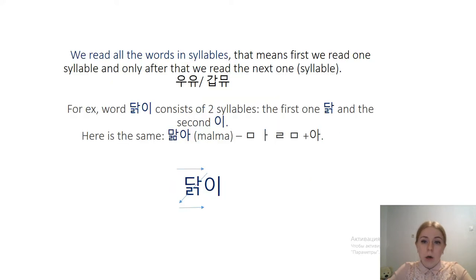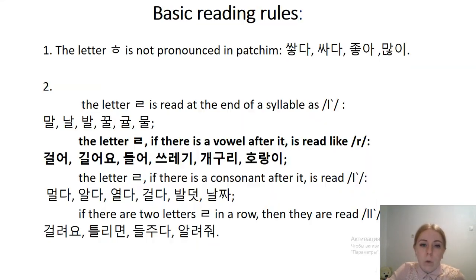Okay, so the first rule is about not pronouncing H in Pachim. So we have 사다, 좋아, where we don't read H and then we read A, 좋아. And the last example is 많이. We don't read this H, we read just 만 plus E. So we have to read it like 많이. 사다, 좋아, 많이.